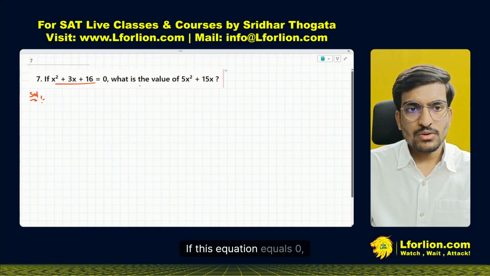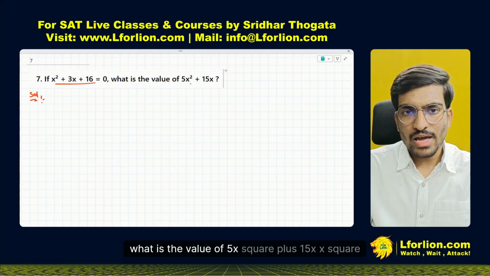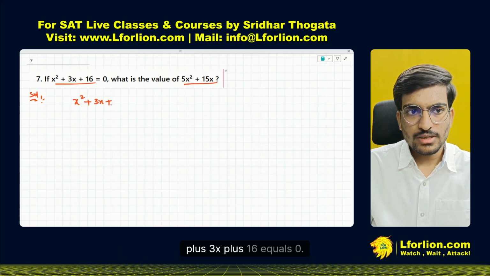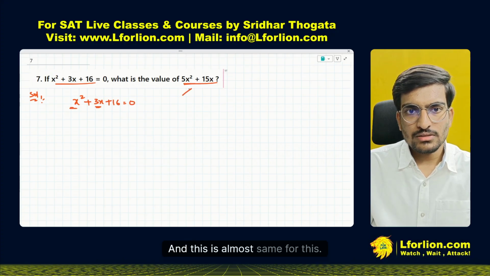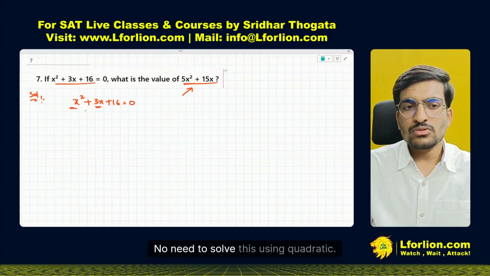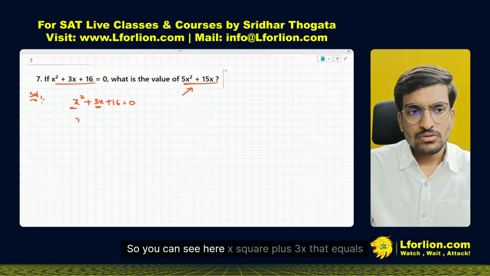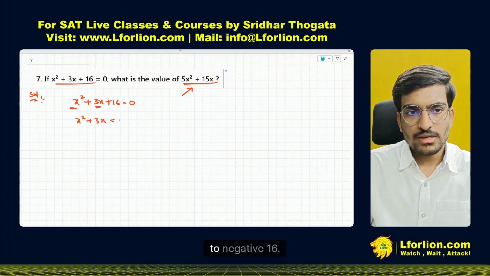If this equation equals 0, what is the value of 5x square plus 15x? x square plus 3x plus 16 equals 0. So here you see x square, 3x, and this is almost the same. For this, no need to solve using the quadratic formula, or by factorization. So you can see here x square plus 3x equals negative 16.